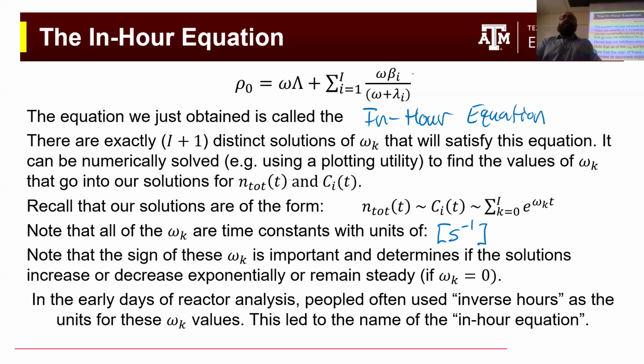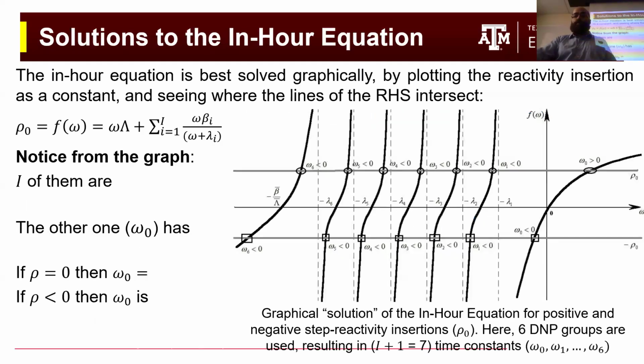The reason they call this the n-hour equation is because you use it to solve for the time constants, and in the olden days, these time constants were in units of inverse hours, so that's why it's called the n-hour equation. But ultimately, what we want to do is be able to solve this for those time constants.